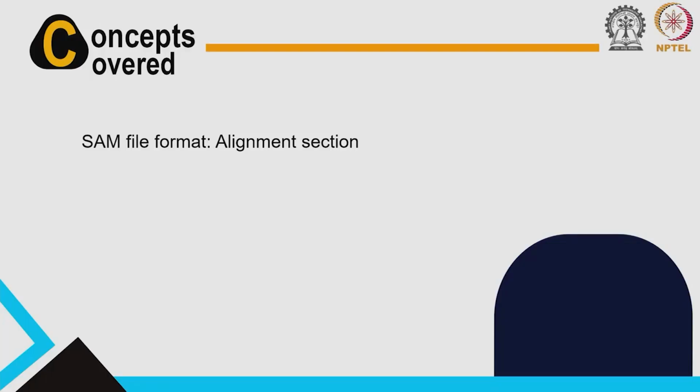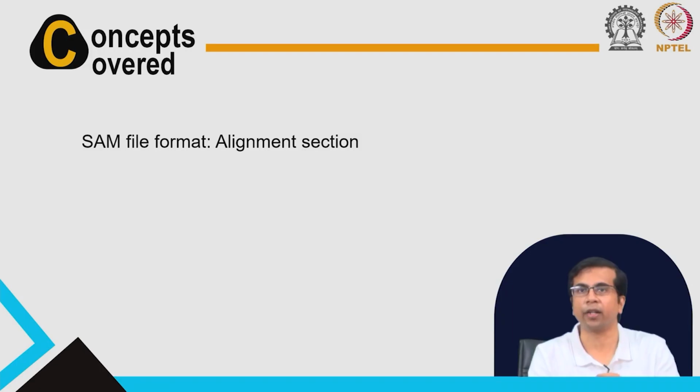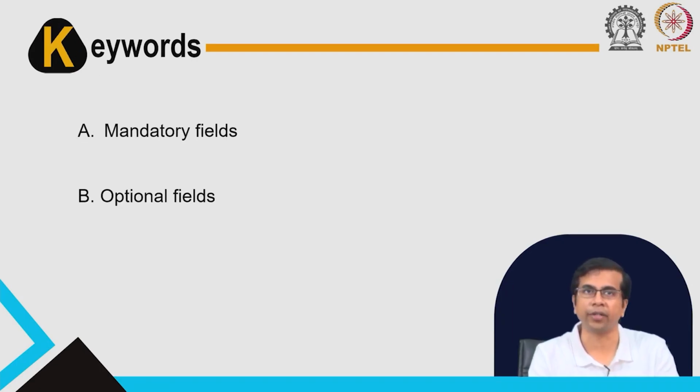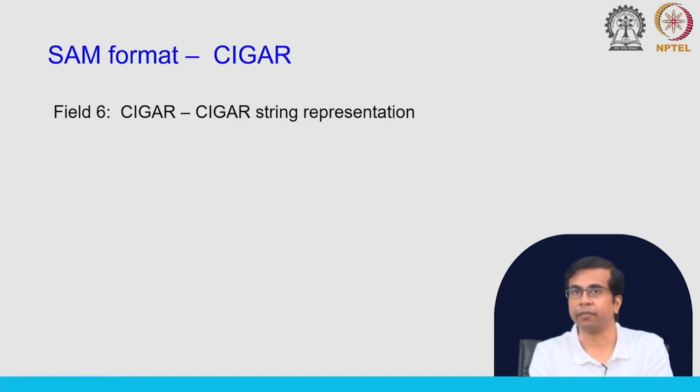For example, if you want to identify the genetic variants from your mapping, or other kinds of information, you will be able to extract those by writing code. So, this is the topic that we will be covering today. We will discuss the alignment section, what kind of information you have in it. These are the keywords, mandatory fields and optional fields. We have already started discussing the mandatory fields. We discussed the first 6 fields, and this is where we ended in the last class.